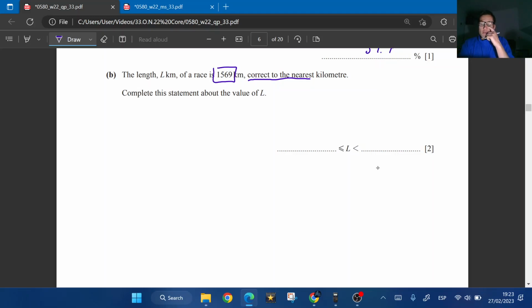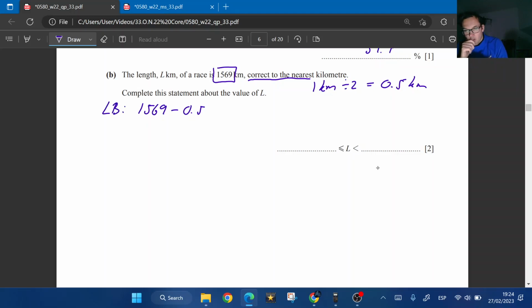Okay, one way to always get this right is to take what it's the nearest, what was it rounded to? 1 kilometer. It was rounded to the nearest 1 kilometer. Divide that by 2, which will give you half a kilometer. Now we need to take this number and subtract half a kilometer. That will give us the lower bound, which of course is 1,568.5. That will be the lower bound.